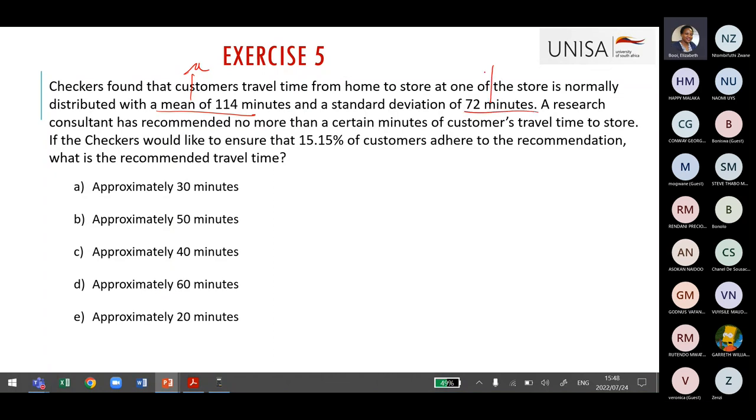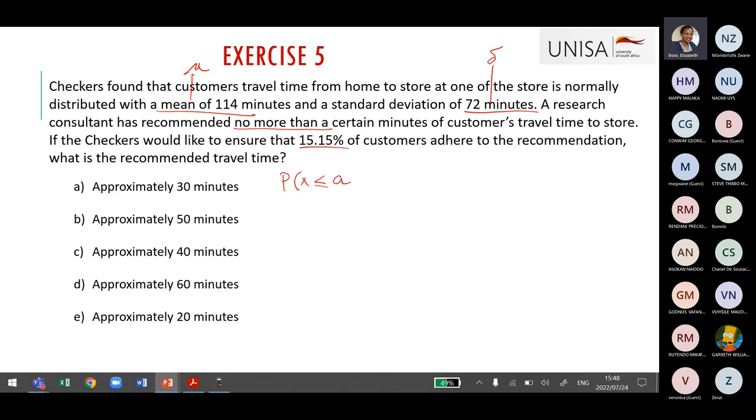We are given the standard deviation. We are told that the recommended time that the customer needs to move from home to the store should be no more than... What is "no more than"? Less than or equal to. So it will be the probability that X is less than or equal, or you can just say less than. It doesn't really matter. What is 15%?